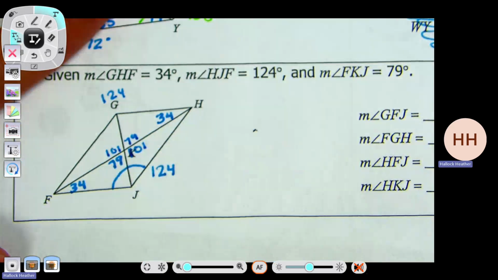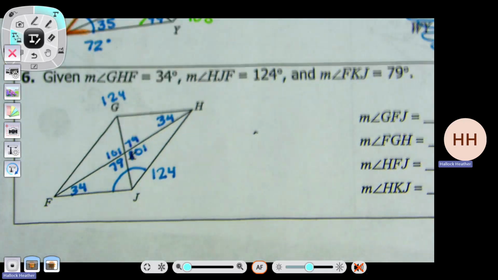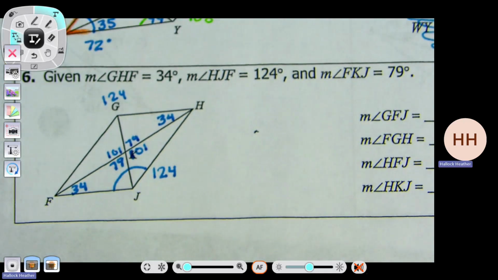I guess I will put it in the picture. So technically vertical angles are congruent. Does anybody else have an idea of where it could go? Because I got to find the angles in the corners of the parallelogram.